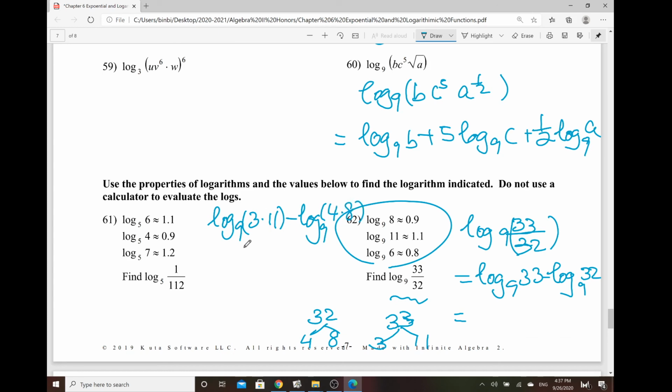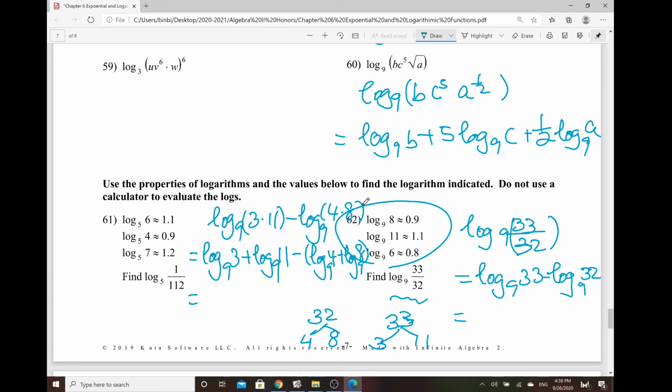And then what happens by the time you expand it? So we do have log base 9 of 3 plus log base 9 of 11. And minus, got to be careful with this. Once you expand it, you want to expand the inside parentheses first. So log base 9 of 4 plus log base 9 of 8. One thing that we noticed: log base 9 of 11 is about 1.1. Log base 9 of 6 is 0.8, but there's no need to use that here. And then log base 9 of 8, that's about 0.9.